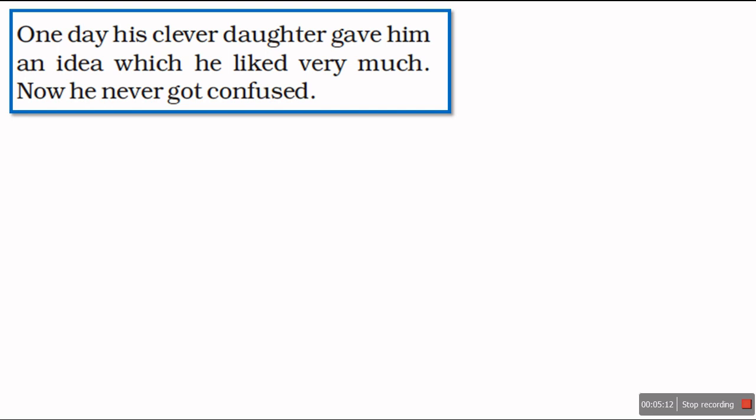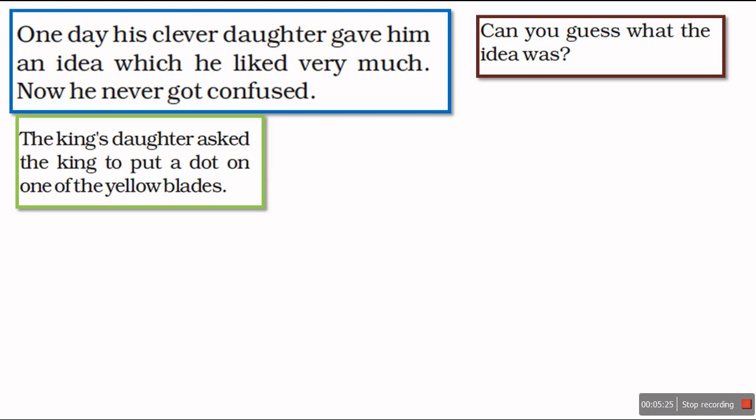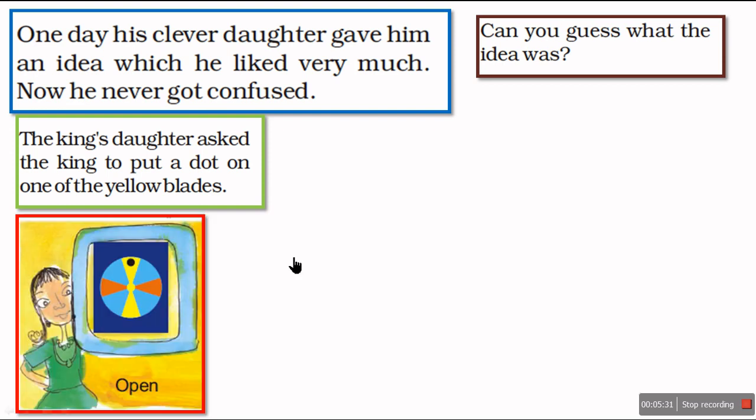One day, his clever daughter gave him an idea which he liked very much. Now he never got confused. Can you guess what the idea is? Yes, the king asked his daughter to put a dot on the yellow blades like this.